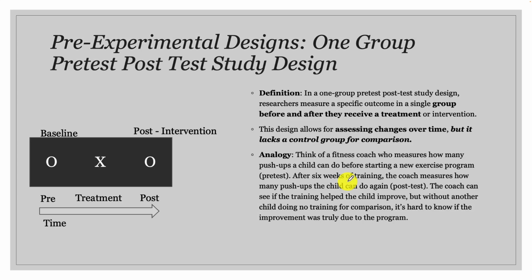Now, in the next section, we're again talking about pre-experimental designs. This is a one-group pre-test, post-test study design. So this one's a little stronger. And why? Well, because we have a pre and post. So we have baseline and we have post-intervention, as you can see here on the left-hand side. A one-group pre-test, post-test design enhances the one-shot case study. And how it enhances it is it includes measurements taken before and after the intervention.